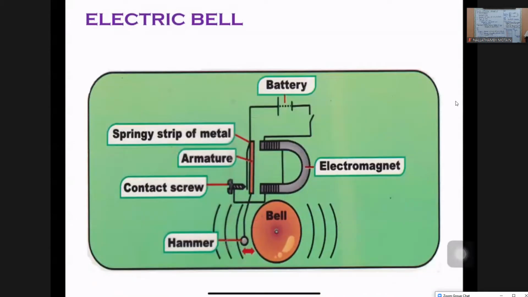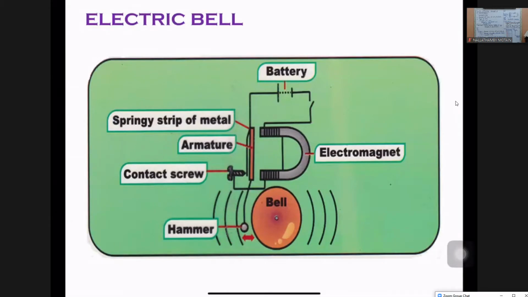This is a sample diagram for electric bell, and you can see here we are using C-shape iron core. Can see, right, the C-shape? I hope you can see the C-shape. So what happened is current is flowing when the switch is closed. You can see over here, there's a switch, correct? Can see or not? I'm marking over here.